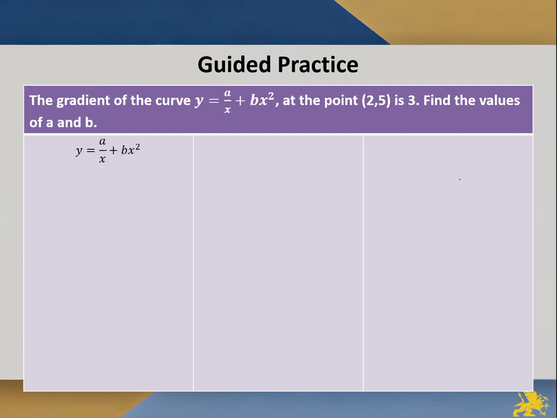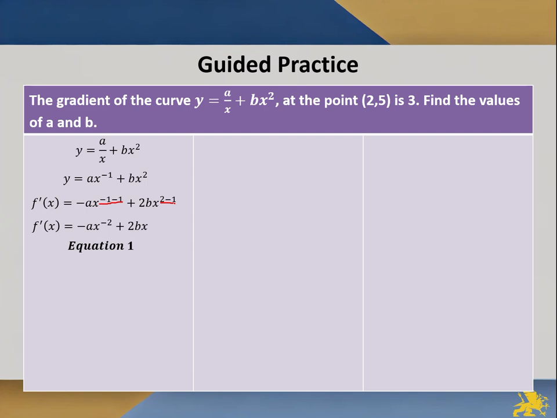I'm going to first focus on the gradient. So I'm going to find the derivative, but to do that, I need to get my x to be on top, so it'll be x to the power of -1. If I'm finding the derivative, I take -1 out the front and I take 1 away. I take the 2 out the front and I take 1 away. So that means I'll have -ax to the power of -2 and 2bx, because 2 take away 1 is 1. That's my first equation.